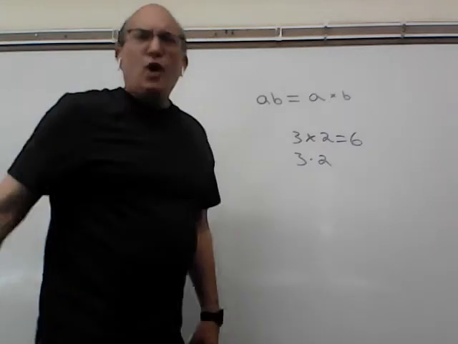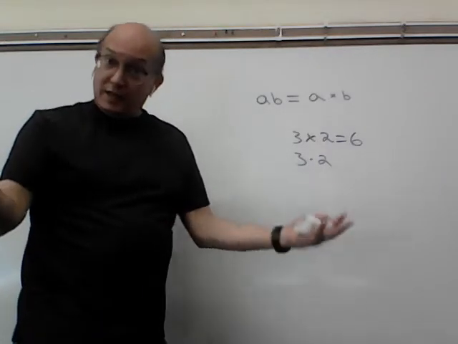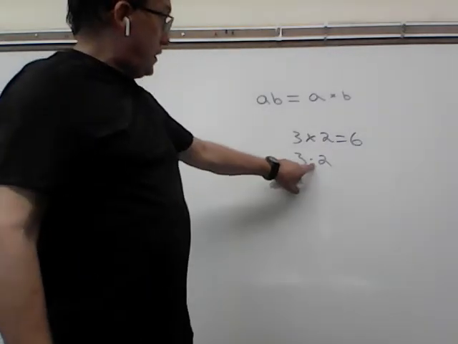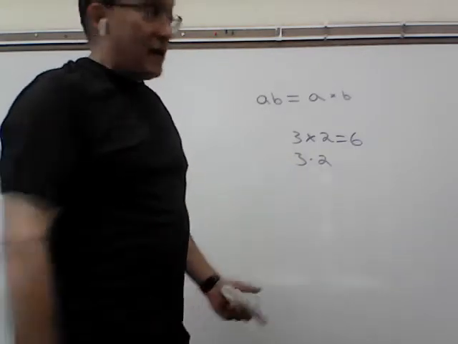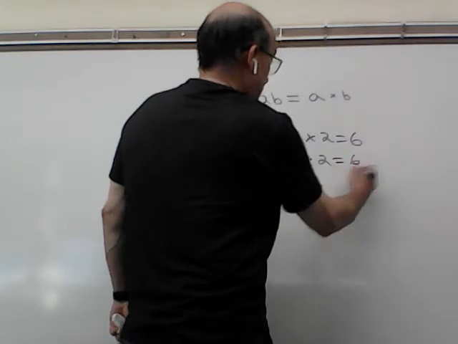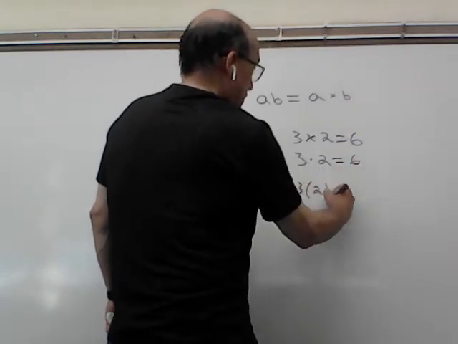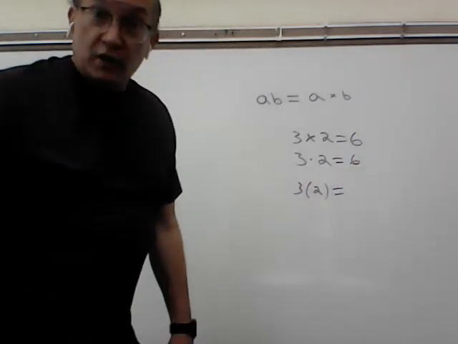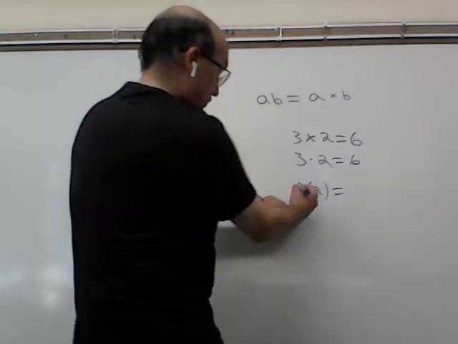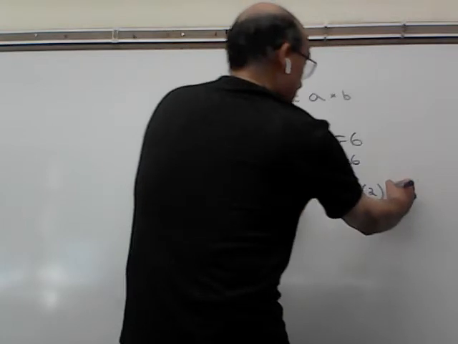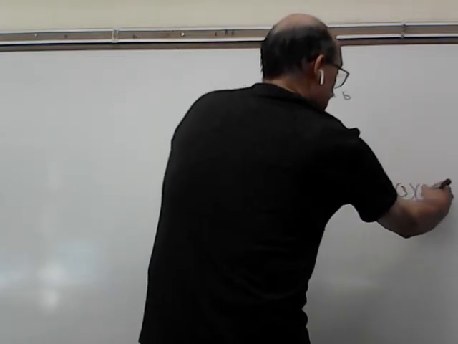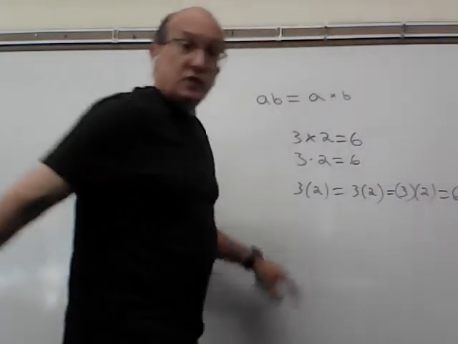The raised dot. Now we're going to be looking at decimal numbers this year. This is not a decimal point, it's not 3.2 because it's raised, it's up in the middle. So that means 3 times 2, or 6. You could put one or both of the numbers in parentheses. So this is 3 times 2, as is that, as is that. All of those say 3 times 2.